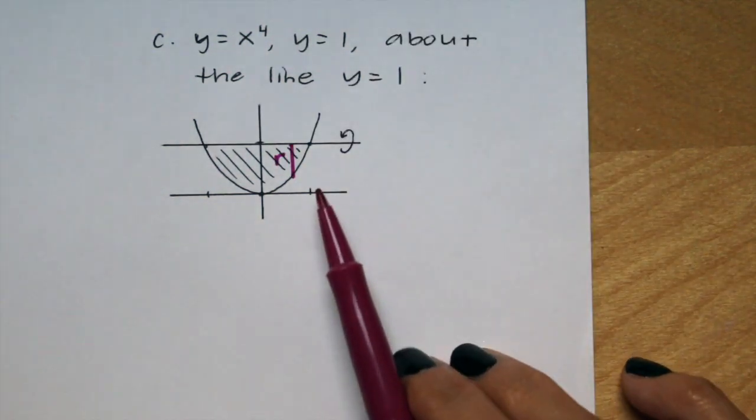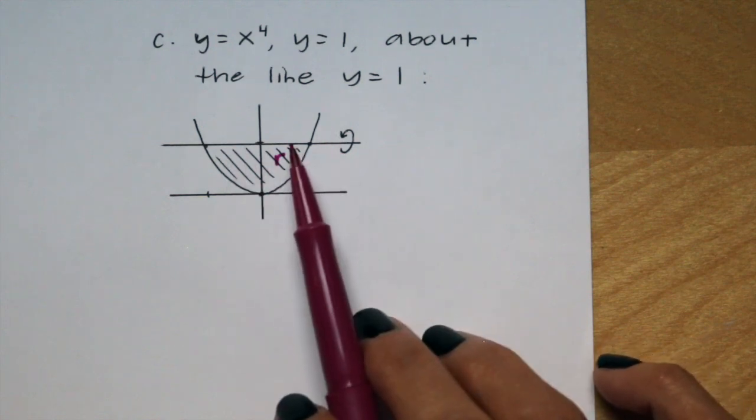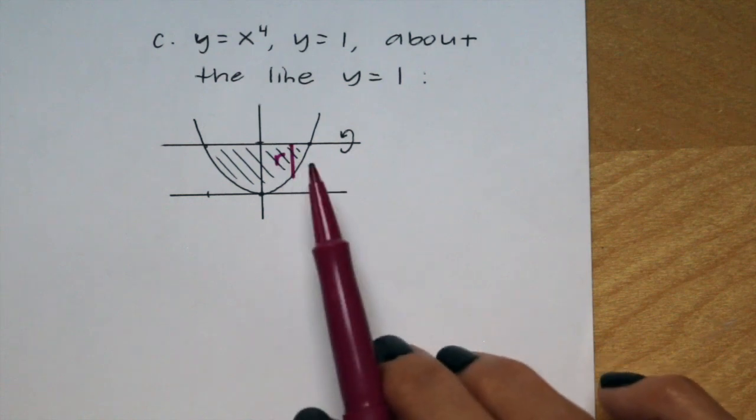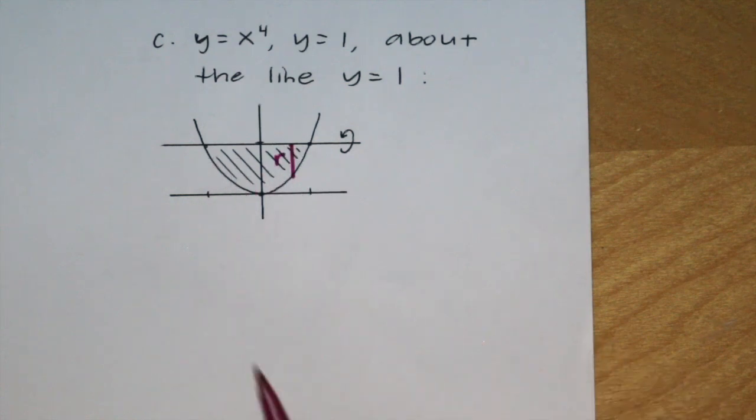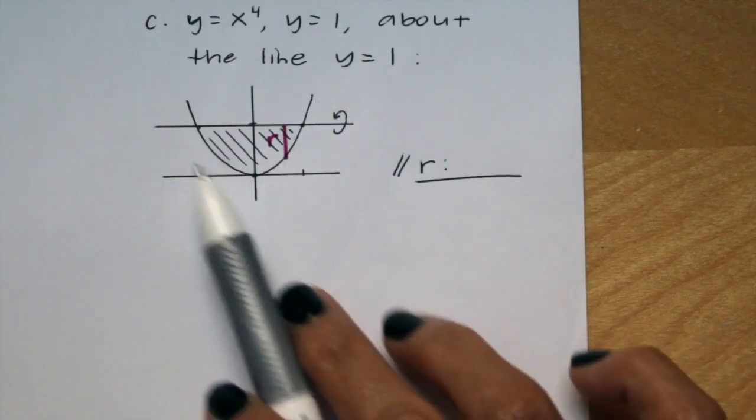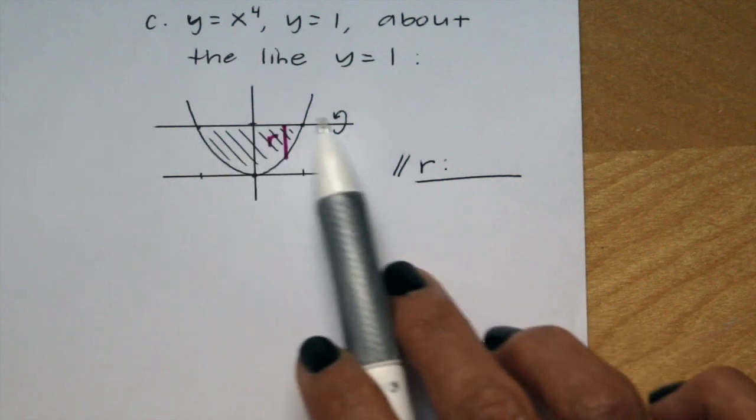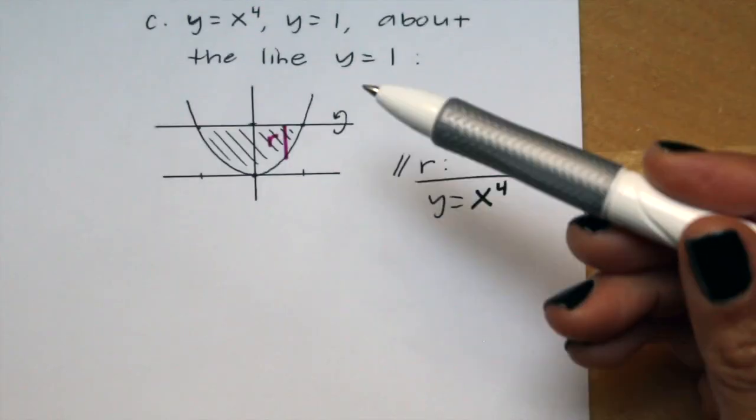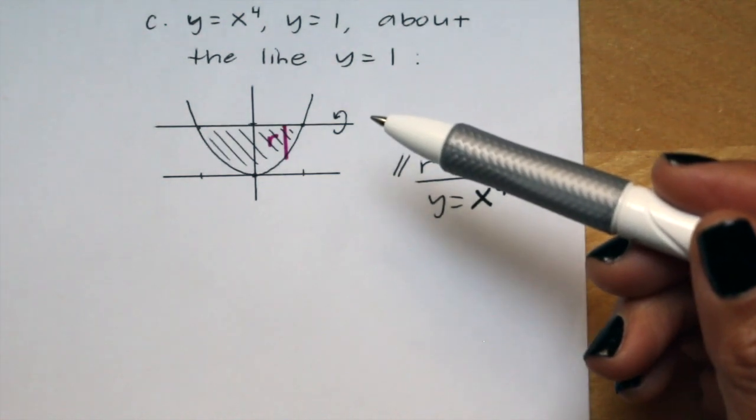So to start this off, we're going to draw r. Every single time r starts on the axis of rotation, you draw it perpendicular to that axis, and you draw it towards the shaded region. So I chose to draw r here. I could have drawn it over here. So you can see r is bounded by the curve y equals x to the 4th and the line y equals 1. Because we're rotating around the line y equals 1, it's going to be a dx problem.